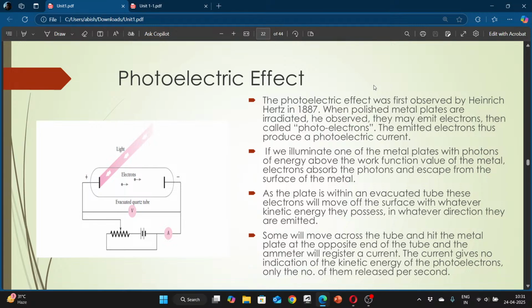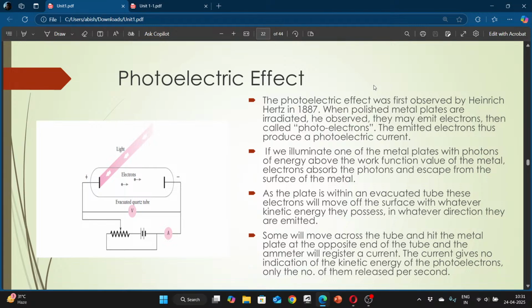The emitted electrons can thus produce a photoelectric current. If we illuminate one of the metal plates with photons of energy above the work function value of the metal, the electrons absorb the photon and escape from the surface of the metal. As the metal is within an evacuated tube, these electrons will move off the surface with whatever kinetic energy they possess, in whatever direction they are emitted. Some will move across the tube and hit the metal plate at the opposite end of the tube, and the ammeter will register a current. The current gives no indication of the kinetic energy of the photoelectrons, only the number of them released per second.